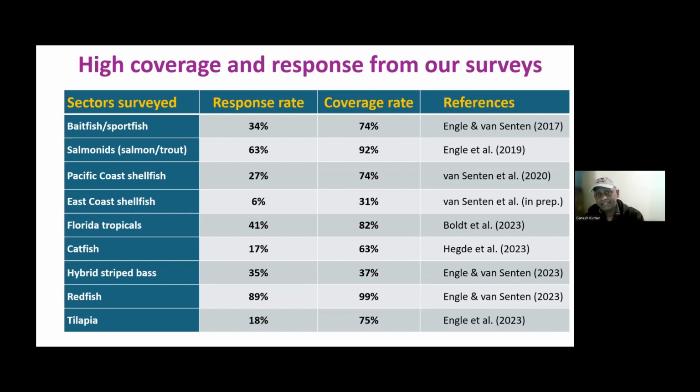So look at the response rate and coverage rate. Coverage rates are very, very high. The response rate ranged from about 6% to 89%, while the coverage rate ranged from 31% to even 99%. So it's a very comprehensive primary level information that we were able to achieve, and it's really because of multiple people who are involved in this particular research group and research team.